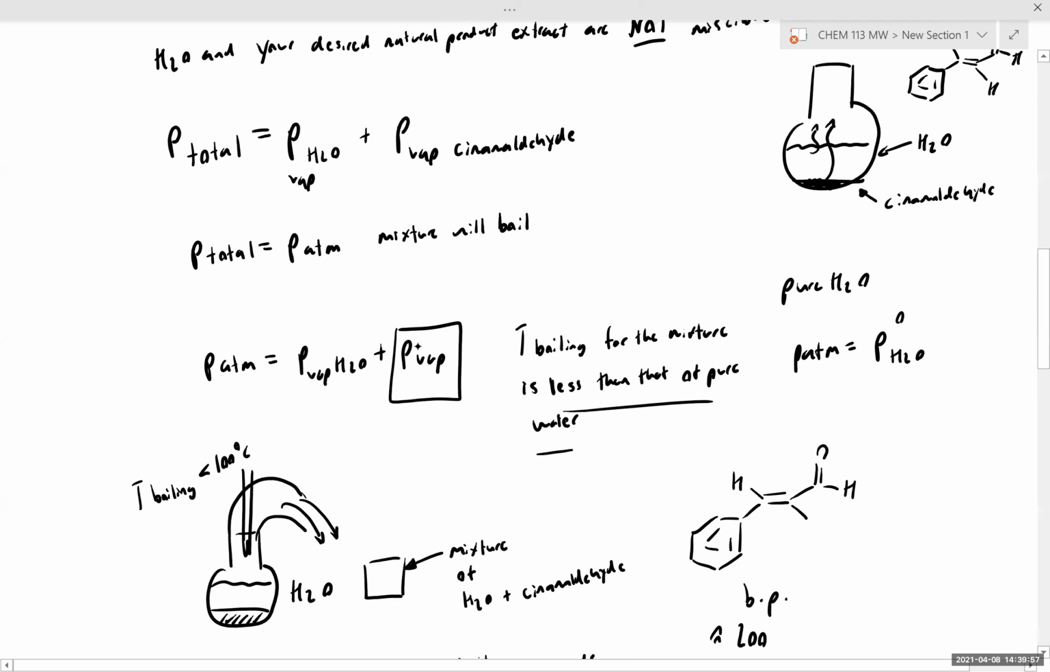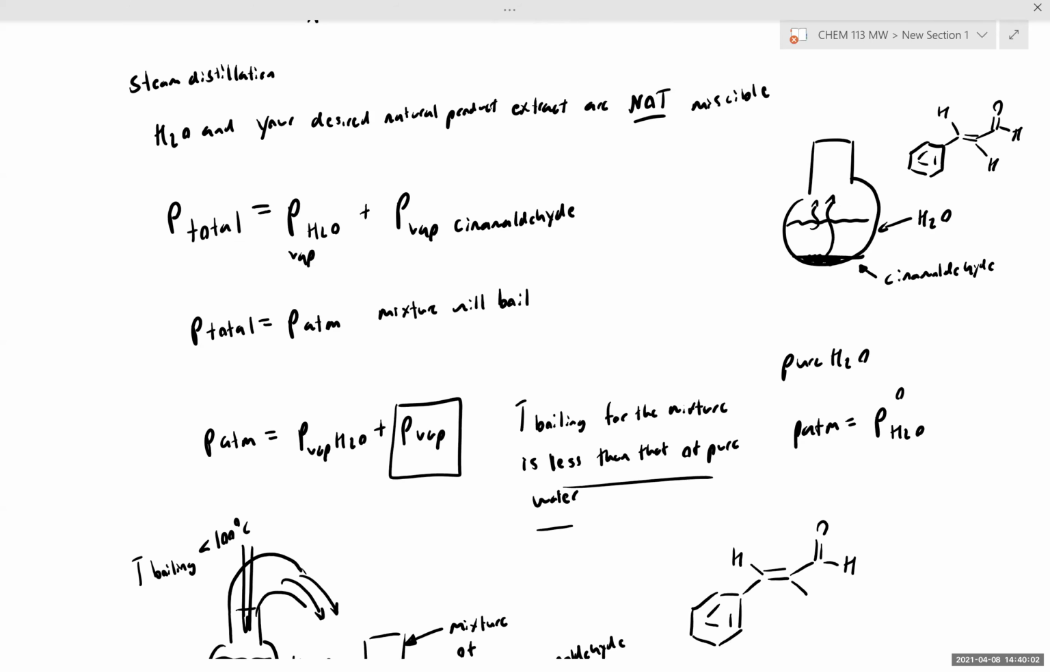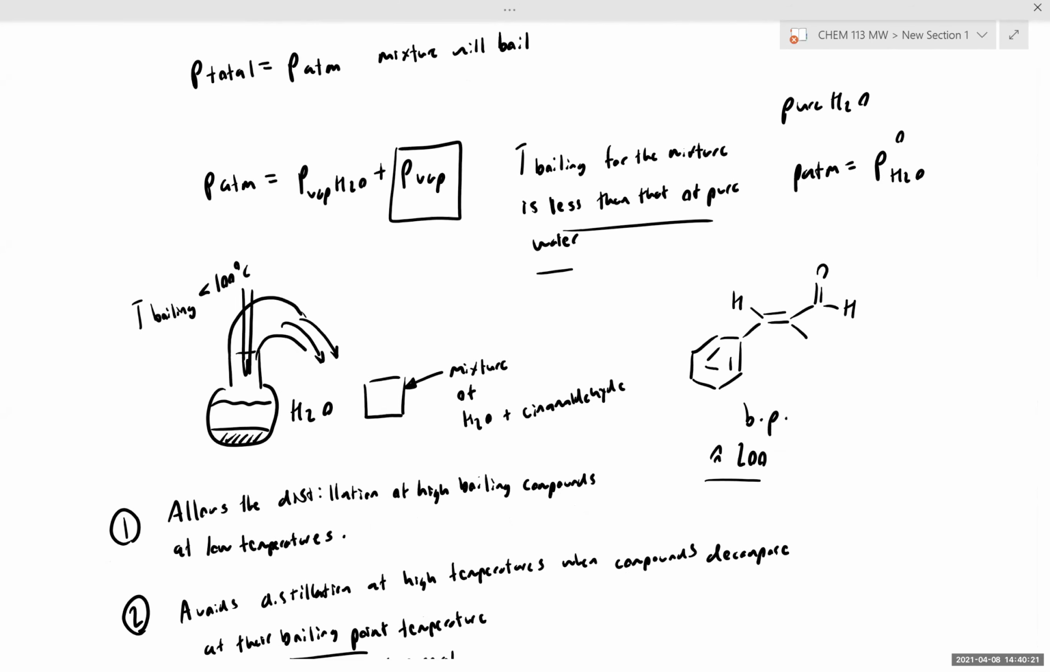So if we have our water and cinnamaldehyde mixture, which is a heterogeneous mixture, water and cinnamaldehyde will each partition into the vapor phase, and the composition of our vapor phase and the total pressure exerted by this combined vapor phase will be based on the vapor pressure of each component at that temperature. So what this method allows us to do is distill over this second component. It allows us to distill over cinnamaldehyde at a temperature less than the boiling point of water.